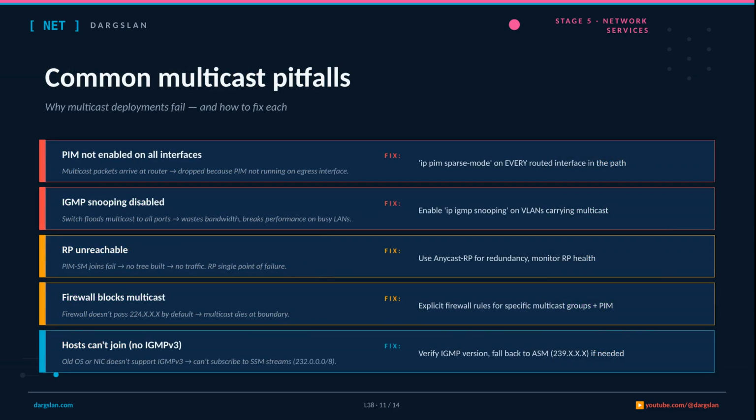But for all its elegance, multicast is famous for breaking in frustrating ways. The Big Five: forgetting to enable PIM on every single hop in the path. Miss one interface and your tree dies there. Leaving IGMP snooping off, so your switch floods multicast like it's broadcast. An unreachable RP that takes down every group with it. Firewalls silently dropping 224 anything at the boundary. And old hosts that can't speak IGMP version 3, so SSM joins just never happen. Each fix is small, but you have to know where to look.